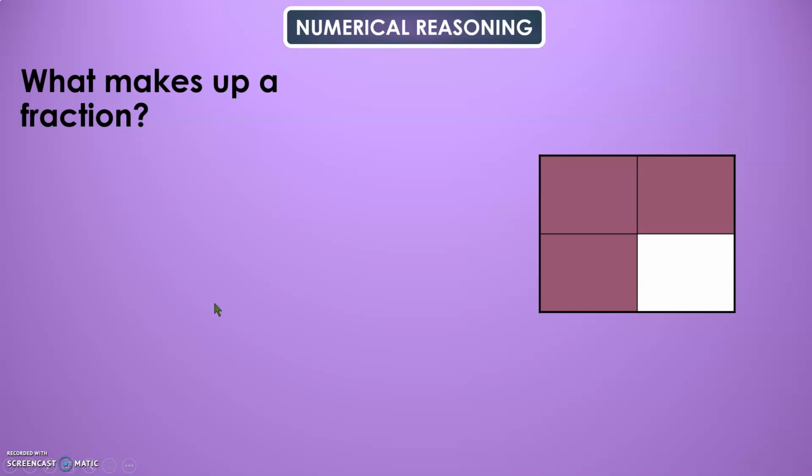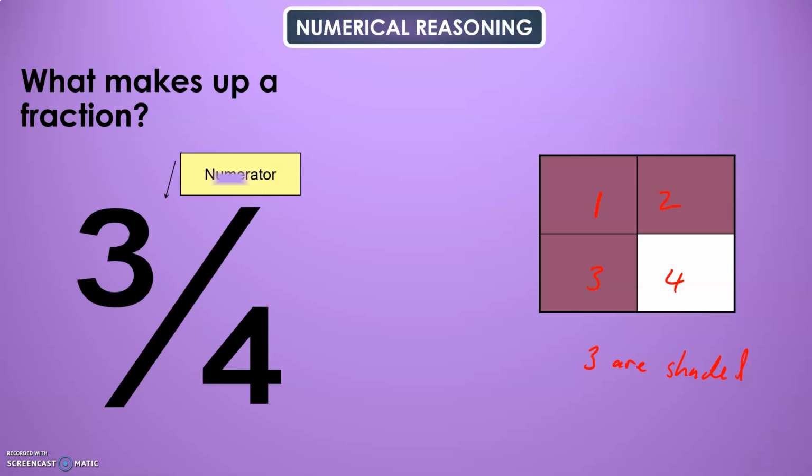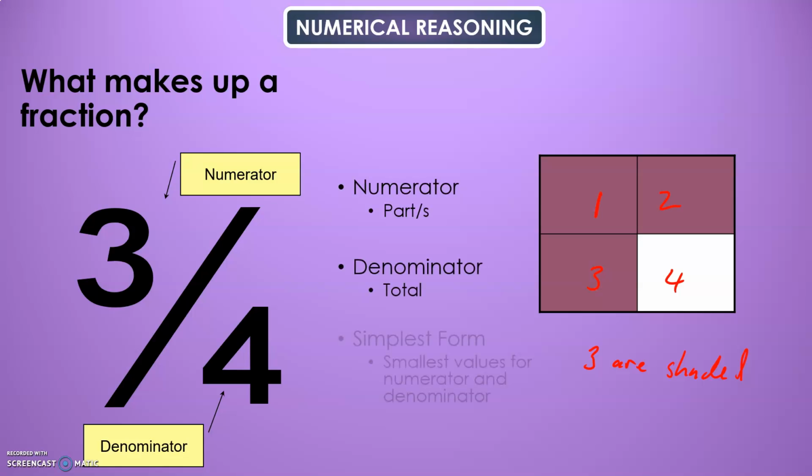So really simply, what is a fraction? We've got a shape here that's made up of 4 parts. 1, 2, 3, 4, and 3 of them are shaded. So we represent something of a whole that's made up of smaller parts as a fraction. There's a numerator and a denominator. The numerator is the number of parts we're interested in, in this case the ones that are shaded, 3, and the denominator is how many there are in total. So numerator is parts, denominator is the total.